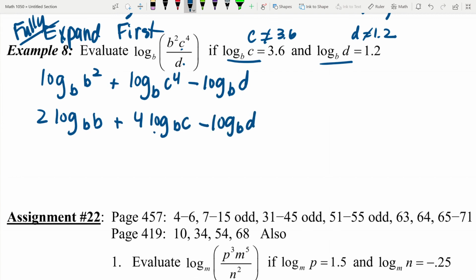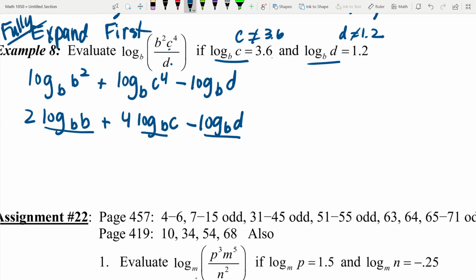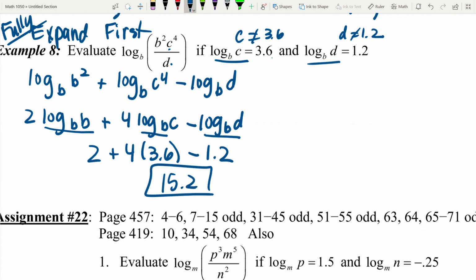Now look guys, log base B of C is 3.6. Log base B of D is 1.2. What is log base B of B? Tell me that. That's a 1. So now you have 2 plus 4 times 3.6 minus 1.2. Now grab your calculator. So go 2 plus 4 parenthesis 3.6, close it, minus 1.2. Hit enter, and I got 15.2. Is that what you got? Okay, guess what? Done. Done. With 30 minutes left in class. How often does that happen? Never, right?